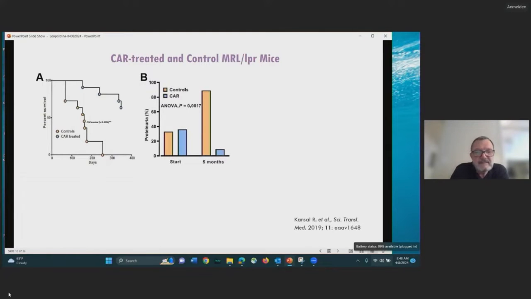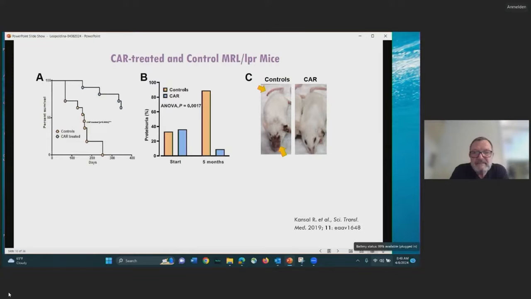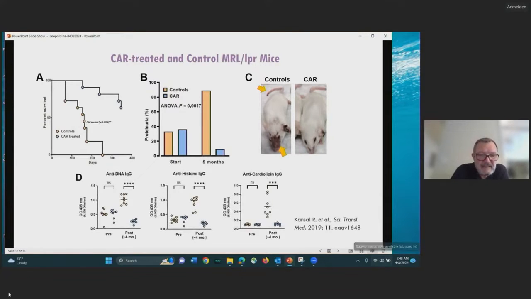In B, you are seeing that the level of proteinuria was strongly decreased in treated mice, whereas it kept getting worse in the control mice. Also, it was quite obvious, even from the physical appearance of these mice, that they were doing better. Their skin lesions and tail necrosis and so on were much better following the CAR T administration. And as was already mentioned in other talks, the autoantibodies that are typical of lupus, for example, anti-DNA IgG, antihistone IgG, and anticardiolipin IgG, were decreased to background levels.